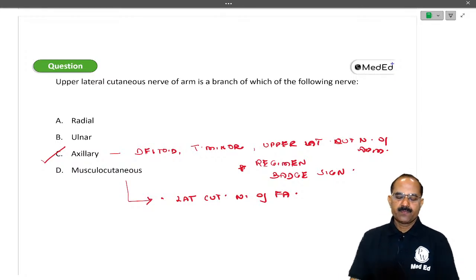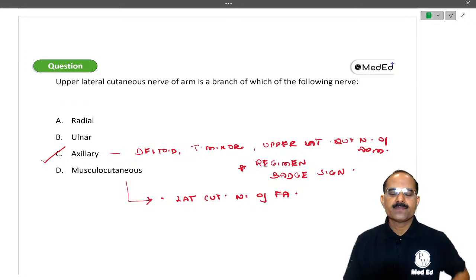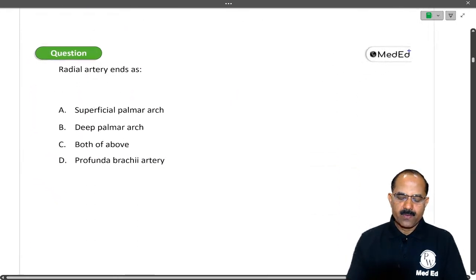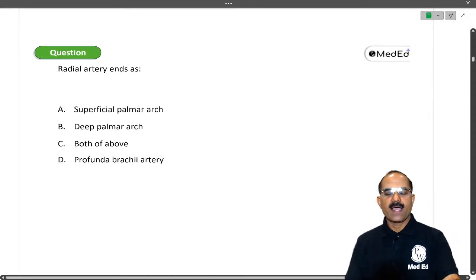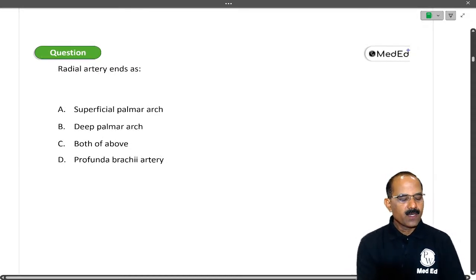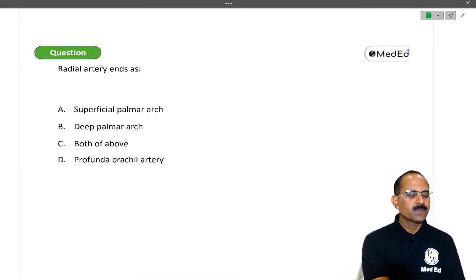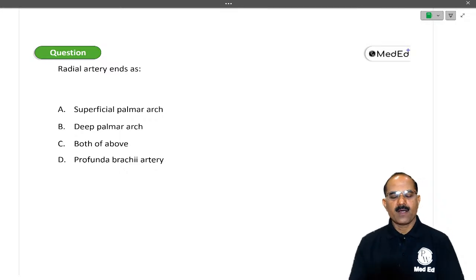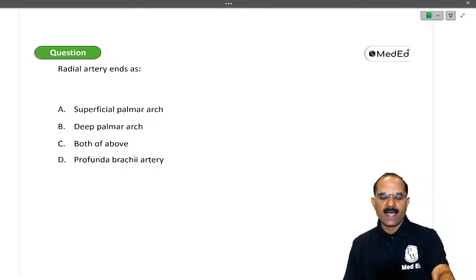Okay, going to the next MCQ. Radial artery ends as. Any guesses? Answer this. Radial artery ends as the deep palmar arch.